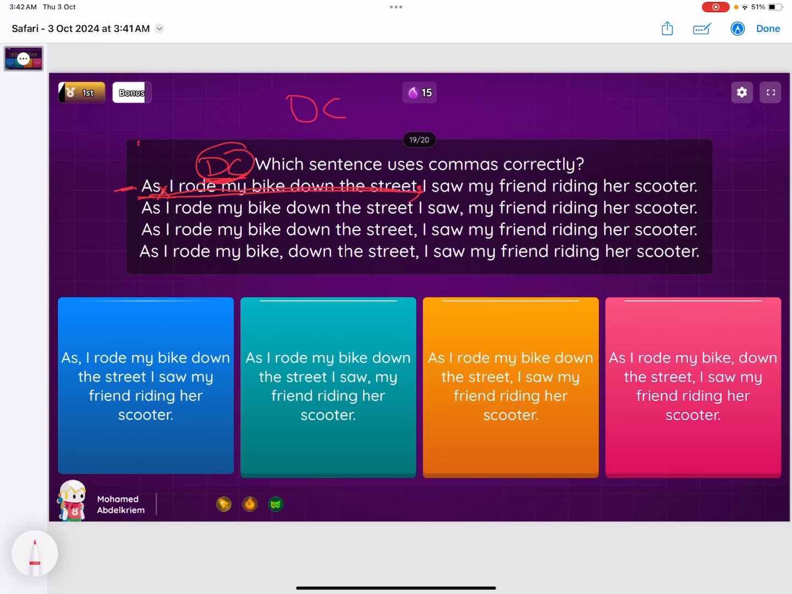So which one does not use a comma after the conjunctive adverb and uses the comma after the dependent clause? We said number one is wrong because he used the comma here. Number two, as I rode my bike down the street, this is the dependent clause. So I must stop here and use a comma. So here it's wrong as well because he did not use a comma correctly. As I rode my bike down the street, yes, this is the dependent clause. And then I saw my friend riding her scooter. This is an independent clause. So whenever we have a dependent clause and then an independent clause, you must use a comma after the dependent clause. So this one is wrong and this one is wrong as well. This one is correct. The orange one is the only correct answer.